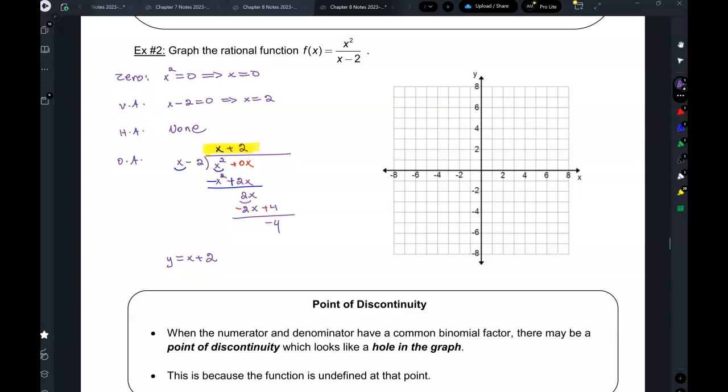Okay, let's graph this. So x equals 0 is the vertical asymptote, and x equals 2. Oblique asymptote, y equals x plus 2. We know exactly how to graph this, right? You've been graphing it since you were, I don't know, 5. Maybe not.